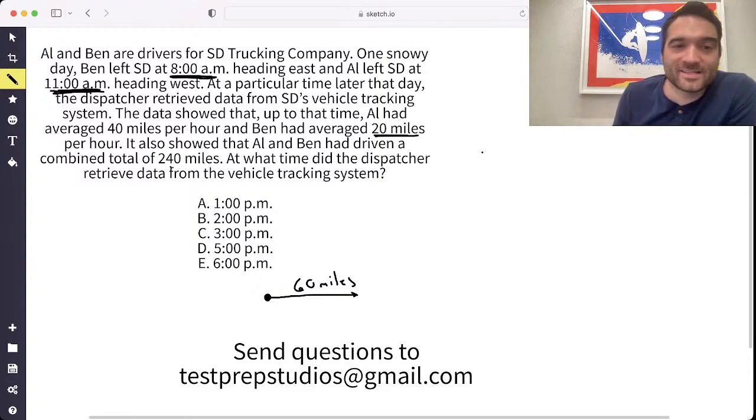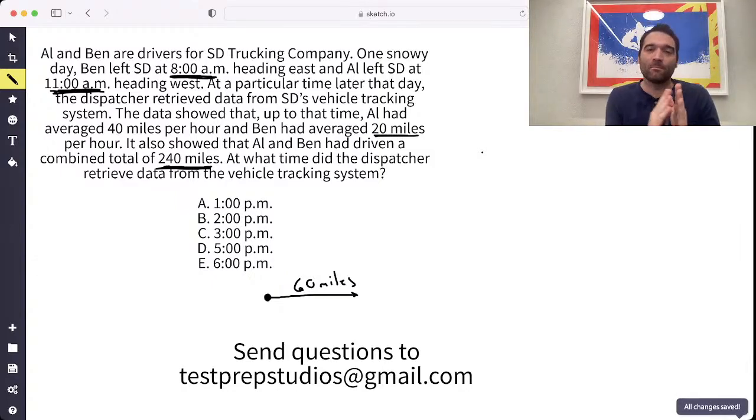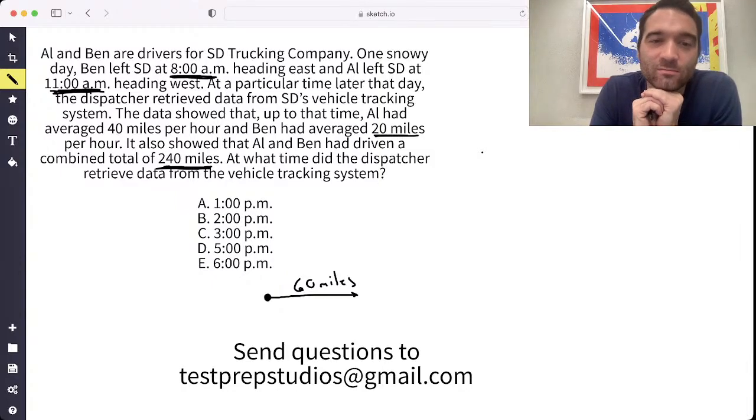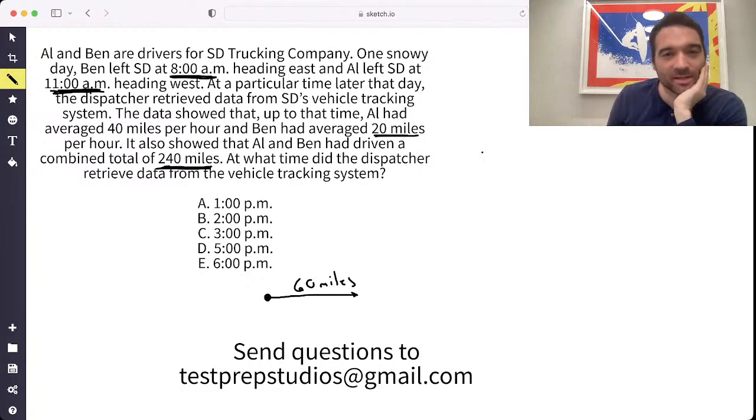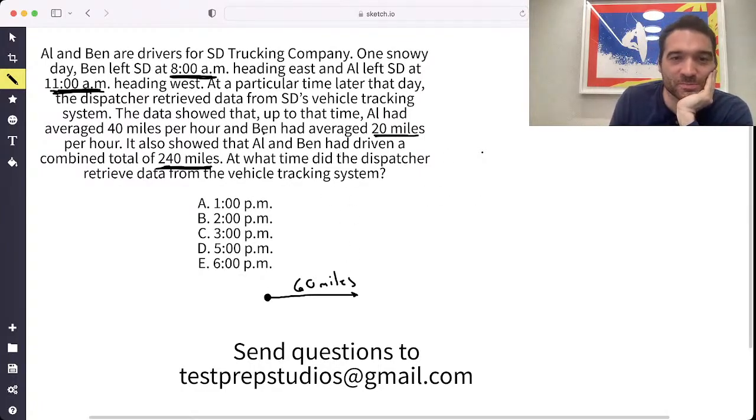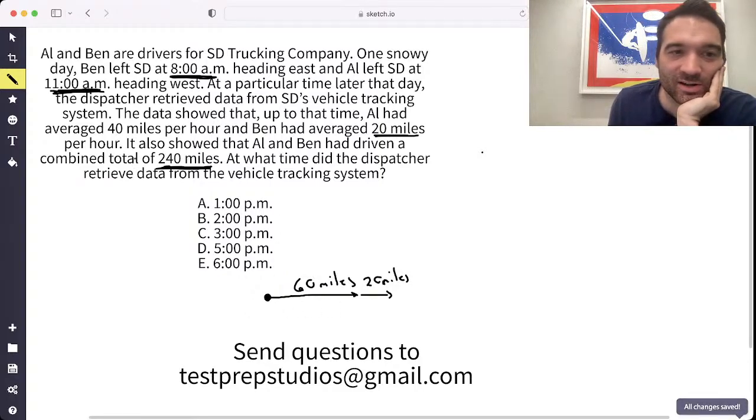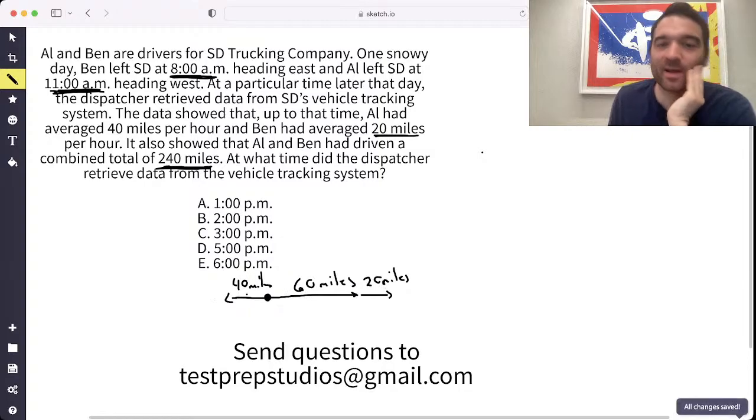The dispatcher finds that cumulatively, they have traveled 240 miles. So we want to know at what point in time they have total traveled 240 miles. And we can actually do this hour by hour. So we're at 11 a.m. Let's go one more hour. How much further does Ben get? Ben goes another 20 miles, right? So that's a total of 80 miles for him. And in that same hour, Al has gone 40 miles. So we're keeping track here. 40 miles. So right now we have 120 miles total.